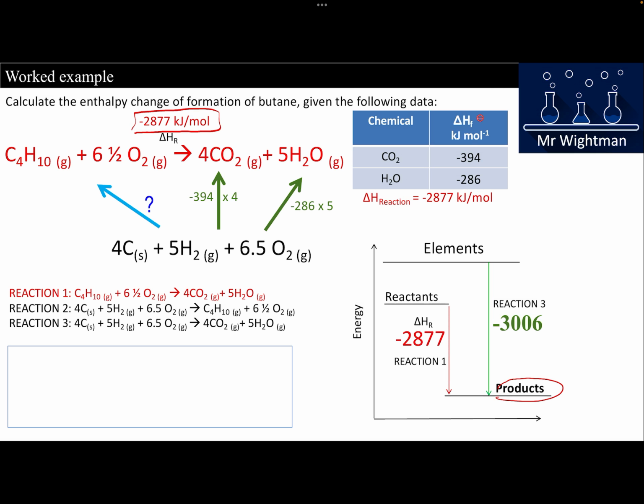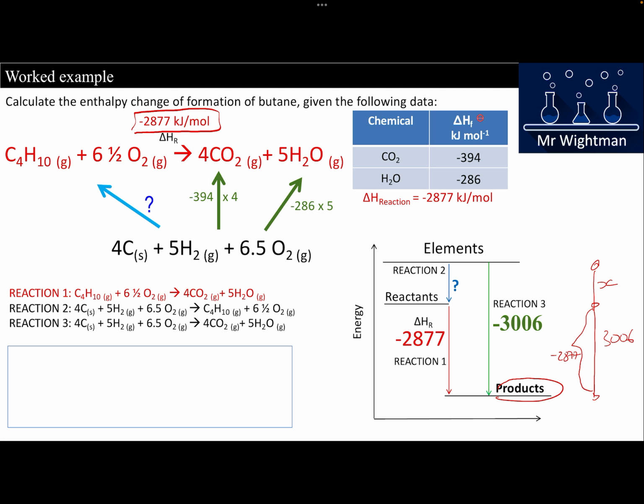And then also I am presented with my reactants becoming products, so that is minus 2877. So it didn't fall as much, therefore it must have already started lower down. And so the energy gap I'm trying to work out is therefore reaction 2, which is that change. So my total distance, so to speak, is 3006. And so all I'm doing is trying to work out from this piece of string is that part. If I know this part, that being minus 2877, then I can work out that gap.